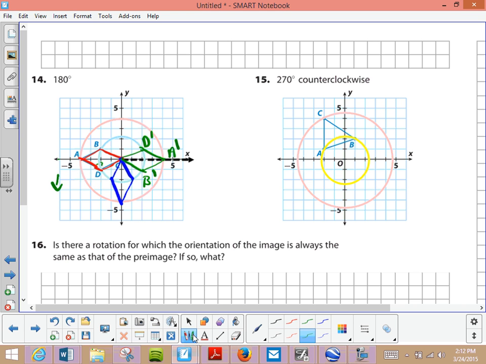Now that I drew the actual circles around them, I'm going counterclockwise, right? So which direction am I going if I'm going counterclockwise? This way, right? I'm going this way. And 270.